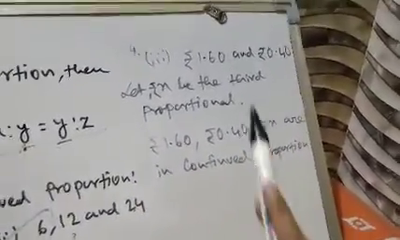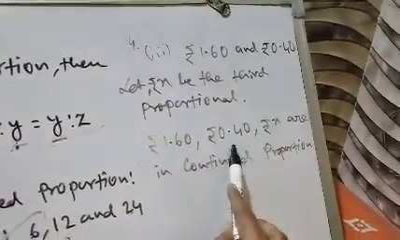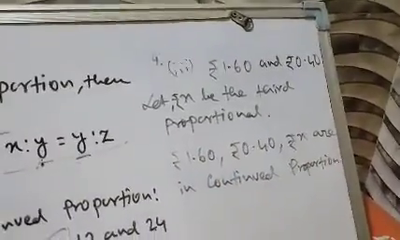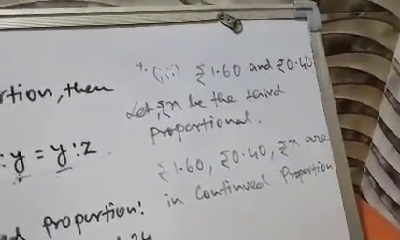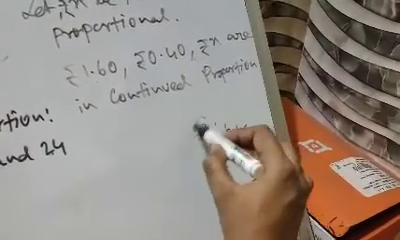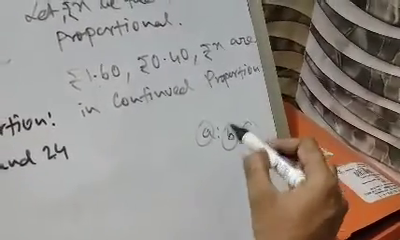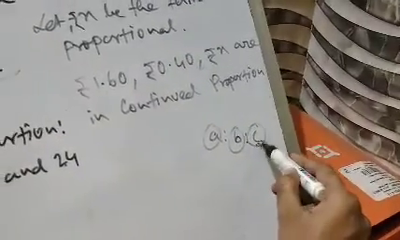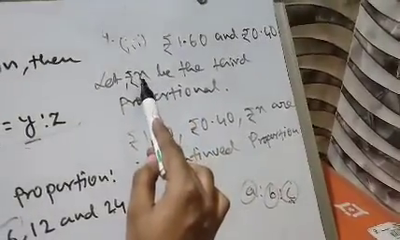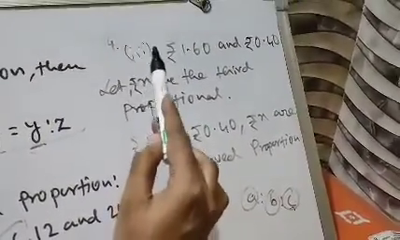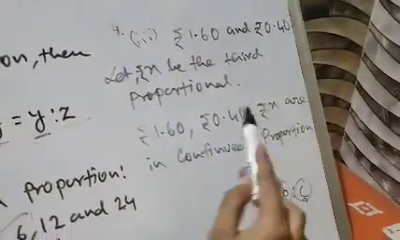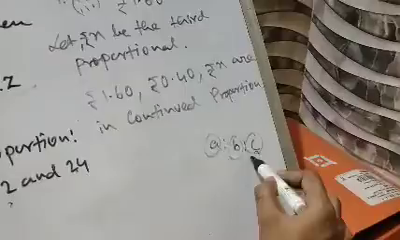Therefore rupees 1.60, rupees 0.40 and rupees x will be in continued proportion if rupees x is the third proportional, because third proportional means the last term. Recall the relationship a is to b is to c, where a is the first term, b is the second term and c is the third term, and that third term is the third proportional. Here the third term is rupees x, so rupees x will be the third proportional according to this relationship.